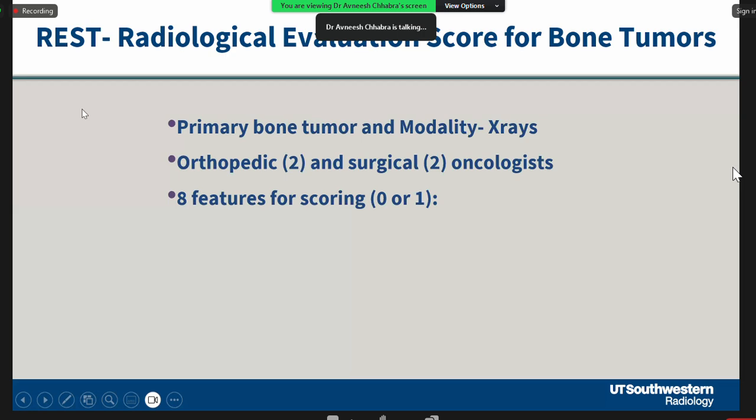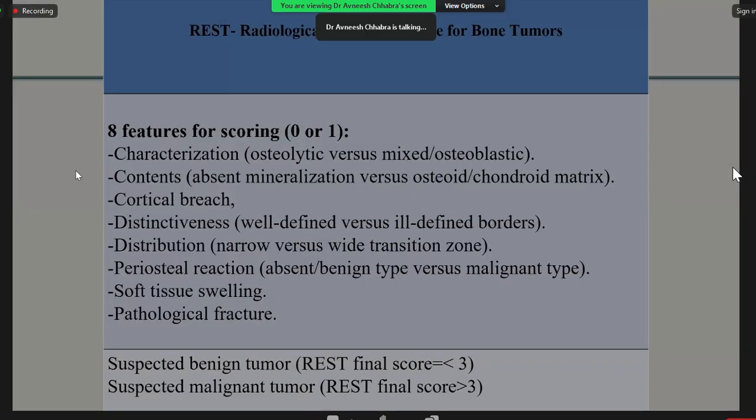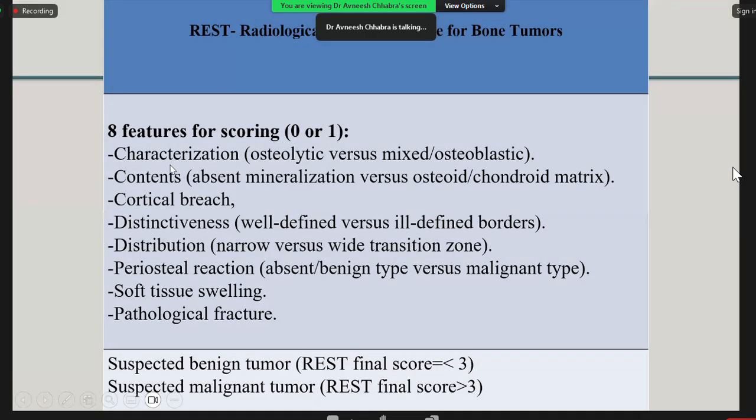Then the third one which came out was the REST score, Radiological Evaluation Score for bone Tumors. And this was based on simply X-rays, and there were no radiologists. There were 2 orthopedic surgeons and 2 surgical oncologists. And they used 8 features. So what are those 8 features? I think these are the features you look for when you look at X-rays. You look for whether it's a lytic or a sclerotic lesion, whether it has any mineralization, osteoid or chondroid matrix, whether a cortical breach is there or not, whether it is well-defined or ill-defined.